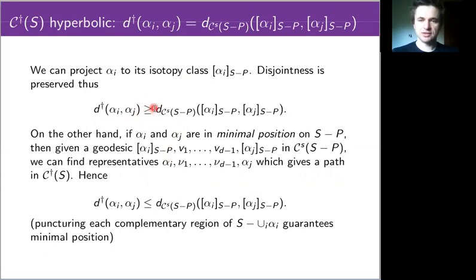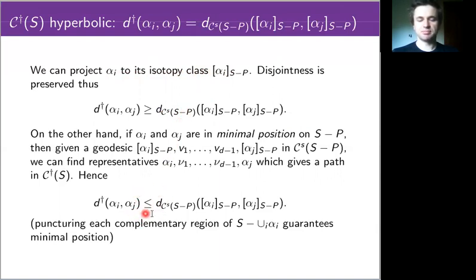So the observation to make is that any path in C dagger gives you a path between these endpoints in the surviving curve graph. That's because we can project alpha I and any vertex, as long as it's disjoint from P, to its isotopy class in S minus P. And notice that adjacent vertices will get mapped to adjacent vertices in the surviving curve graph. So that side of the equation is straightforward. Less straightforward is the other inequality.